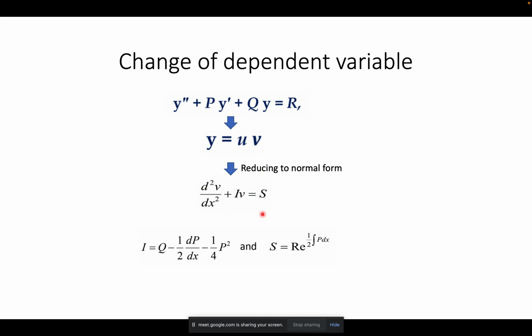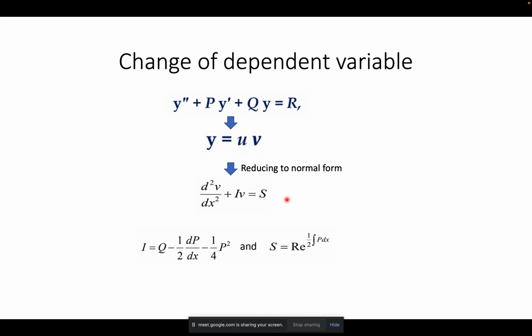This equation is called the normal form of the above differential equation, and from there you can see this equation is easy to solve. What you need to do now is find the value of I and the value of S. So the value of I is given by q minus half dp by dx minus p square by 4, and the value of S can be written as r, where r is the right hand side function of the given differential equation, times e power minus half integral p dx. So if one can compute I and S for the above differential equation, one can reduce it to this normal form, and then this is easily solvable.